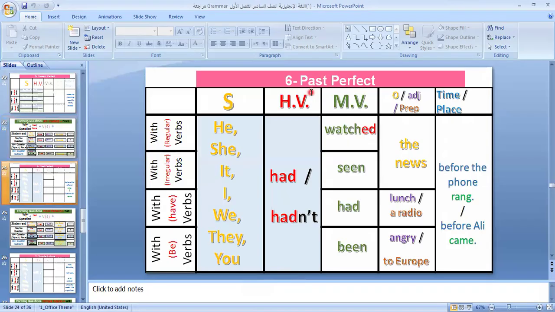Let's go to another tense, which is the past perfect tense. We use this tense to talk about an action that happened in the past, but its effect existed at the time of speaking.